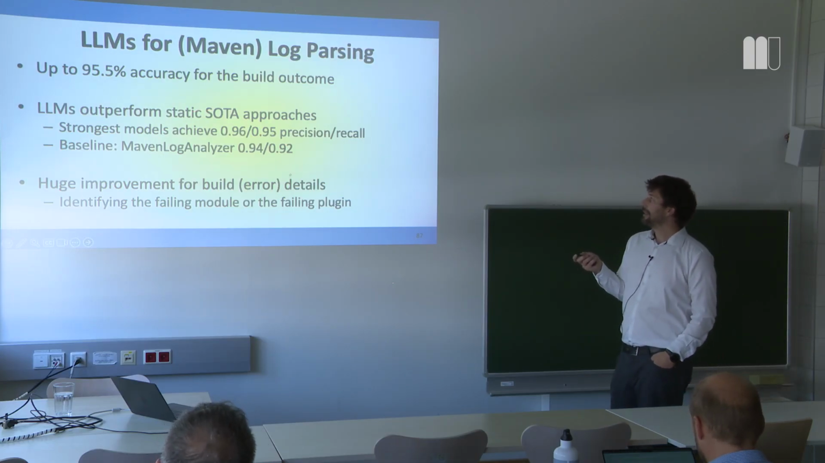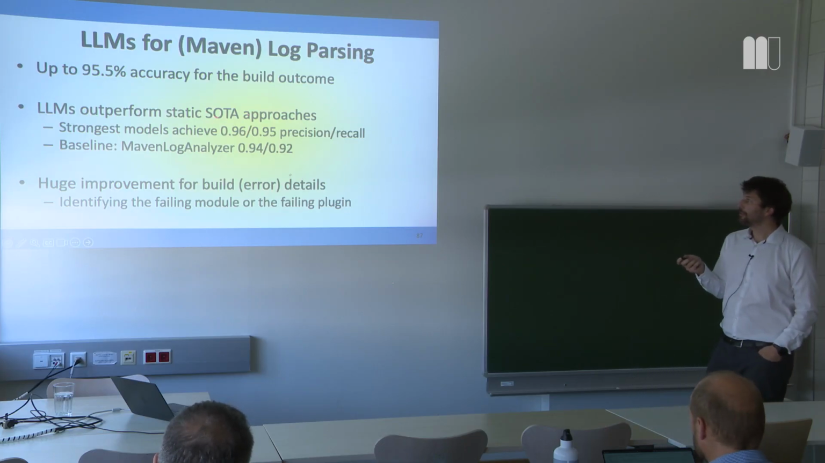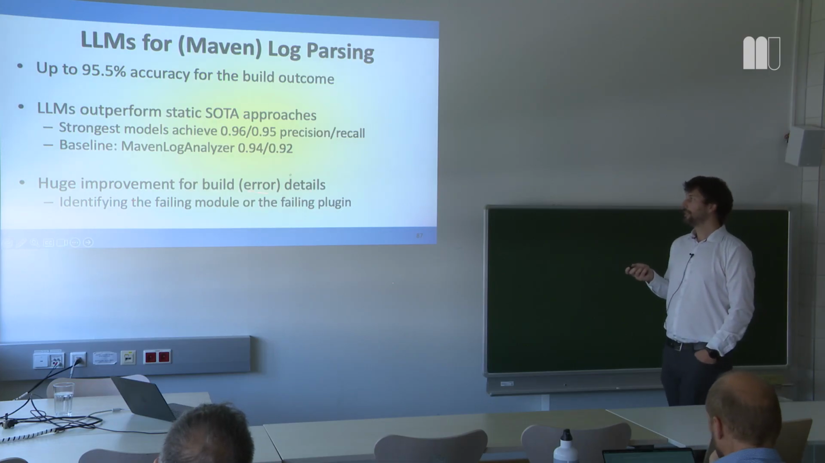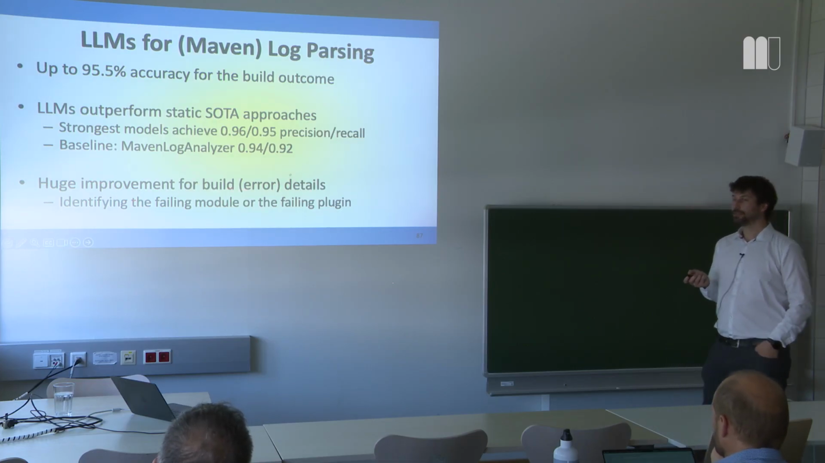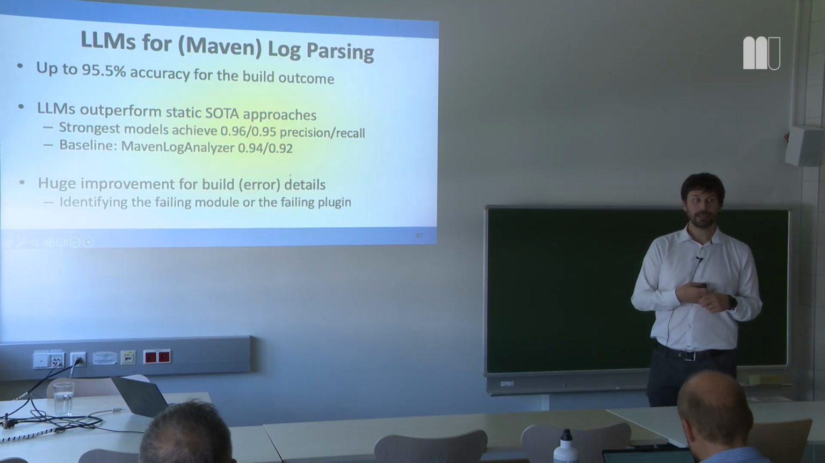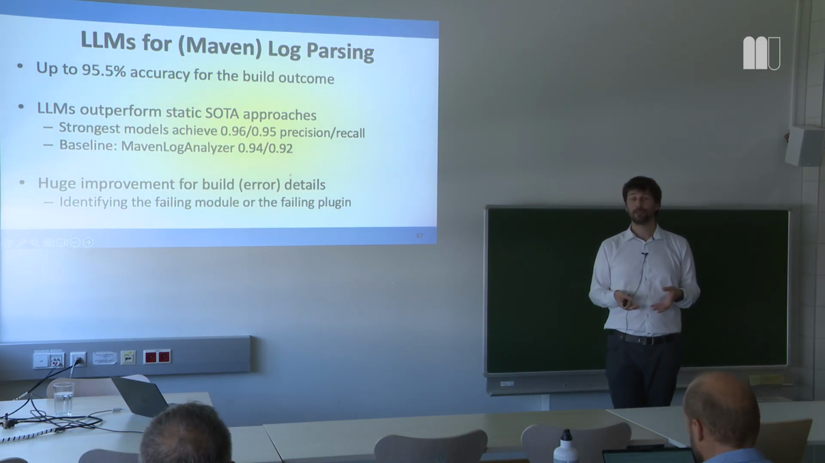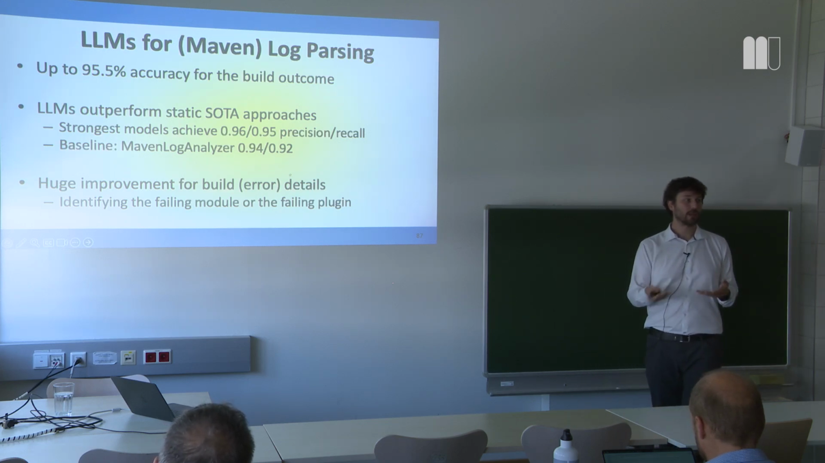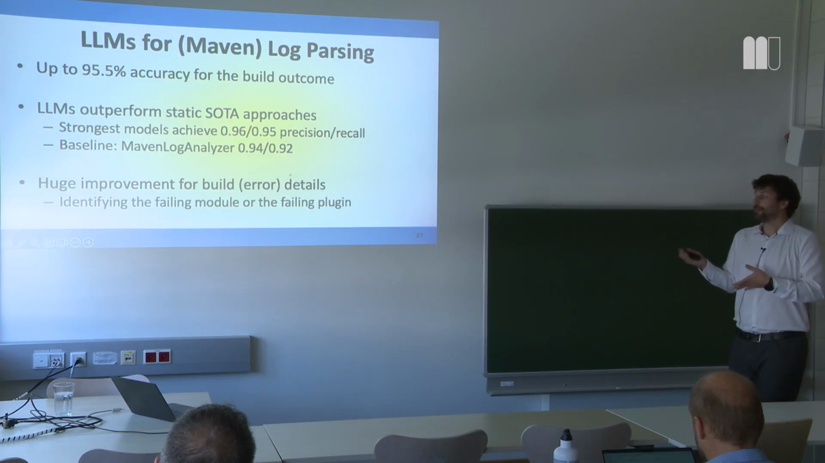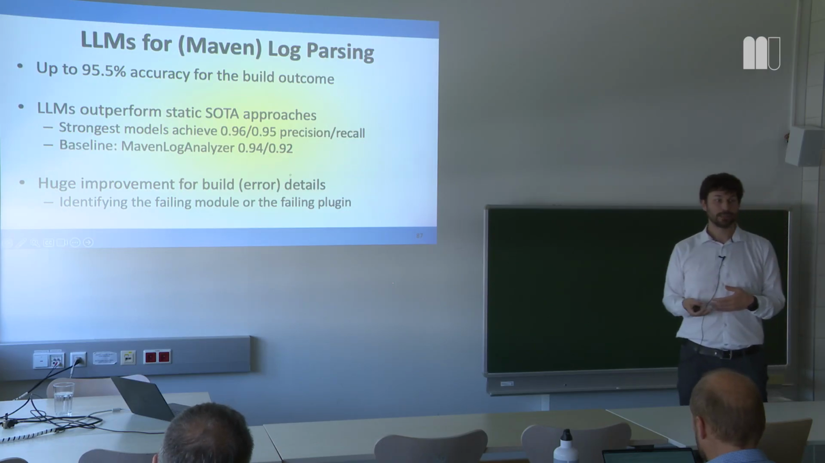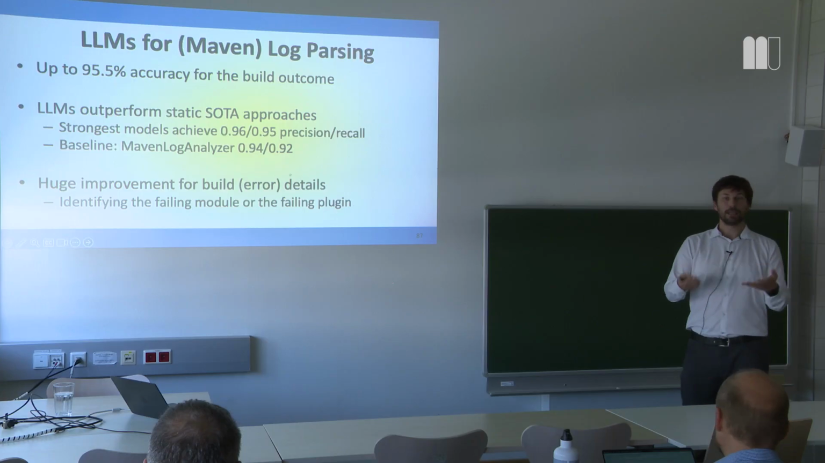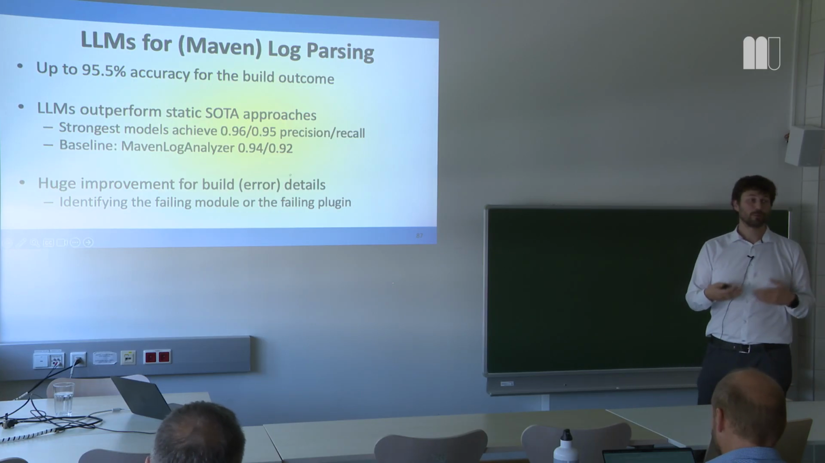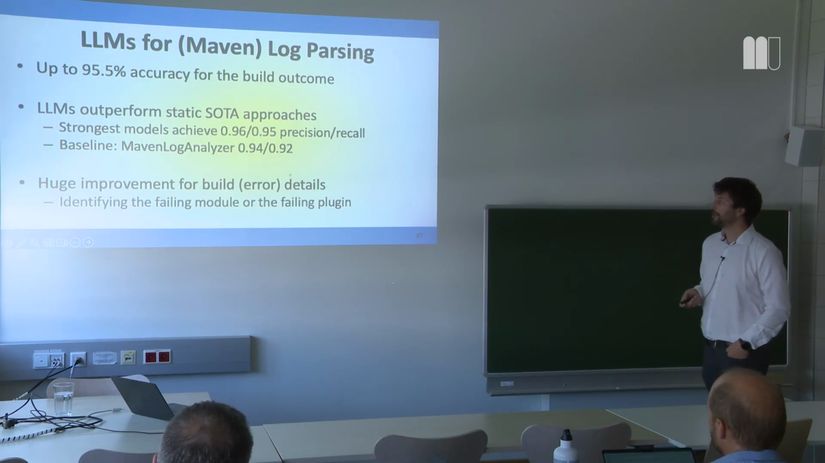It also outperforms the static state-of-the-art approaches, like the Maven log analyzer that we built a couple of years ago, mostly in the extraction of the build error details. The static approaches leverage regular expressions to extract, and you can assume that these regular expressions also evolve over time. So there is a point in time when the static approaches are simply outdated and you need to adapt them. What is the advantage of our approach? You don't need to adapt it because the prompt remains the same, and the LLM hopefully adapts and can then still extract the error message and the error details.